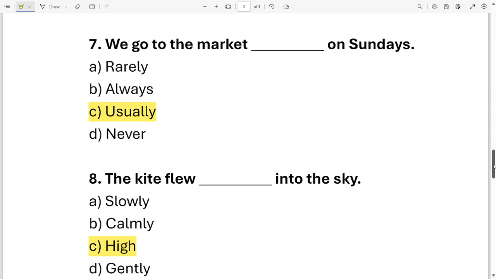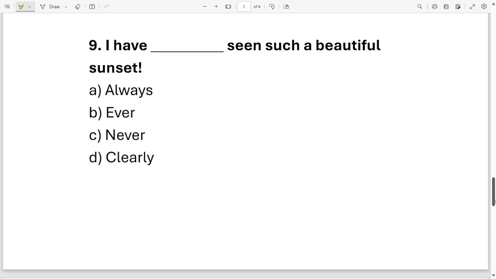If you got it right, don't forget to give yourself 1 mark because each question carries 1 mark, and keep counting your marks. Now next question, question number 9. I have dash seen such a beautiful sunset. Options are always, ever, never, early. Which one is correct? Choose the correct option that I should fill in this blank to complete the sentence. It is option C, never. I have never seen such a beautiful sunset.